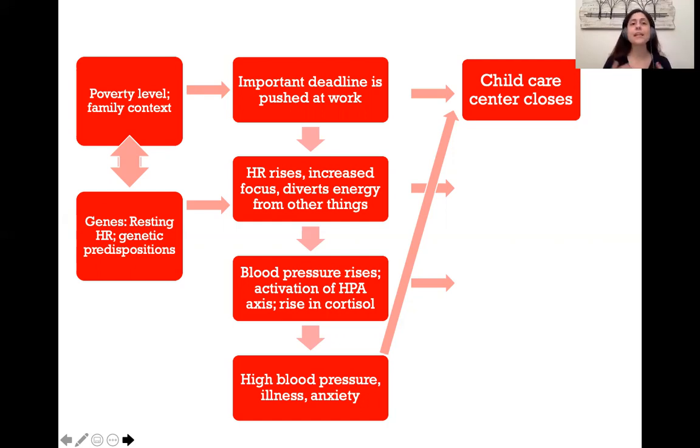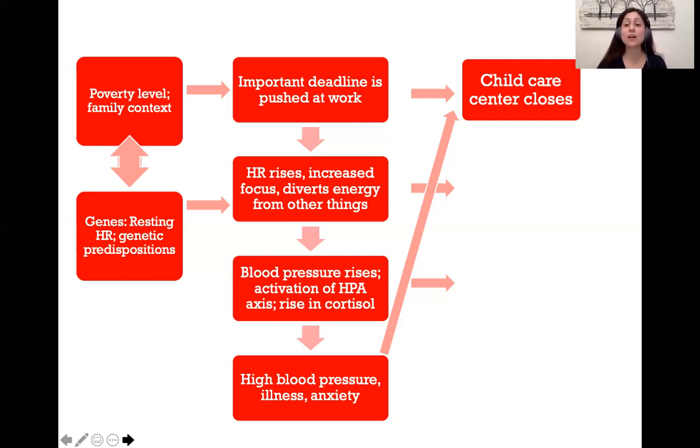Now, let's say there's a stressor. For example, an important deadline is pushed up at work, and the person feels pressure to meet that deadline. Let's even add in that they're maybe already on probation, so now that stress is even higher. The allostatic accommodation in this case may be that the heart rate is going to rise in order to increase focus, and it's going to divert energy from other things. So maybe they're not going to eat, for example. Their focus is not going to be on their appetite, but on accomplishing this goal, and so they're going to forget to eat, which is common.